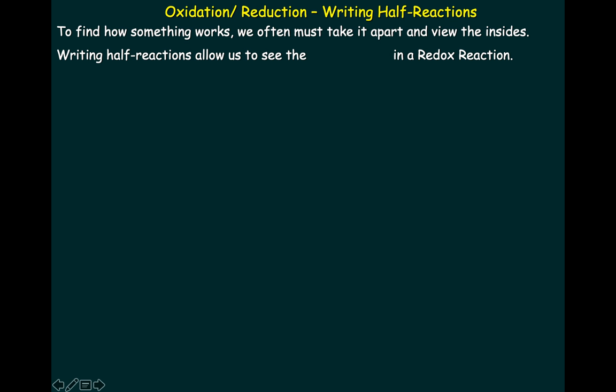So what we're going to do is write something called half reactions. And simply what half reactions are is a way to take apart a reaction and examine where these electrons are coming from and where they're going to, so we can see what happens. All right, so writing half reactions. So to find out how something works, we must often take it apart and view the insides. Okay, so writing half reactions allows us to see the electron flow in a redox reaction and then track it. And then the best part is to use this for something, and that's going to be important in a little while.